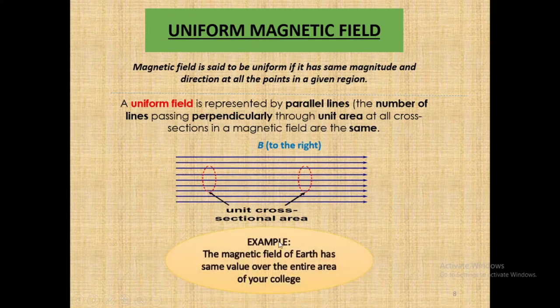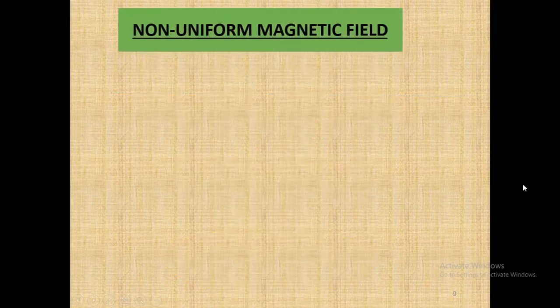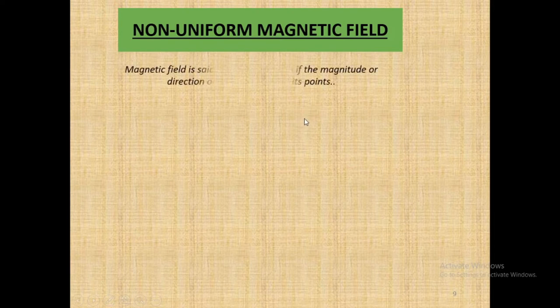An example that we can understand about the uniform magnetic field is the magnetic field of Earth, which has the same value over the entire area of your college or your room or your home. Magnetic field of the Earth for the whole Earth is all the same. Can I? What is the non-uniform magnetic field?